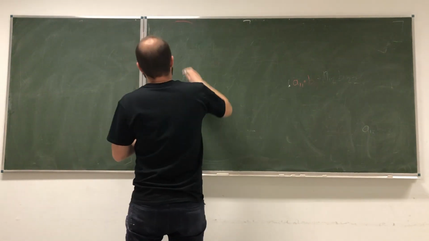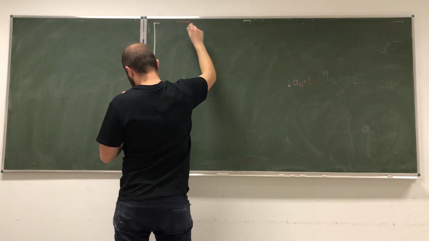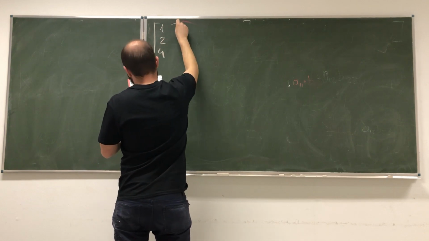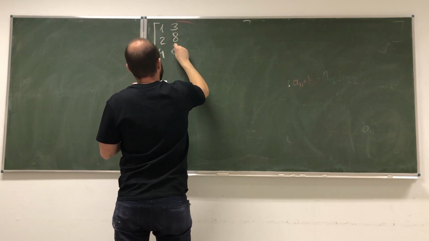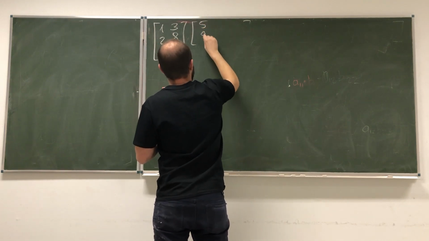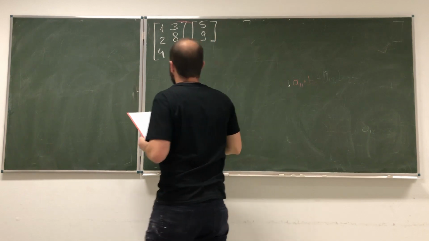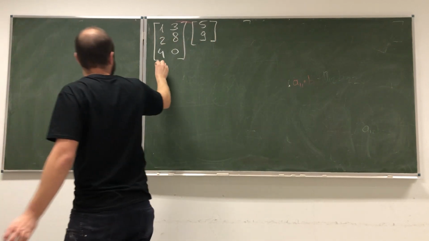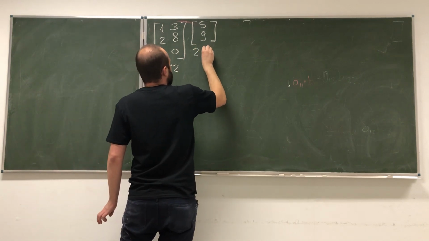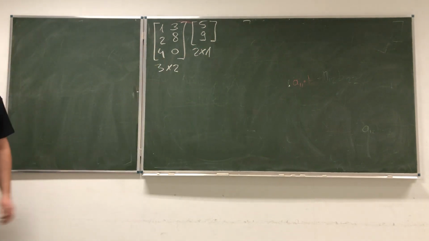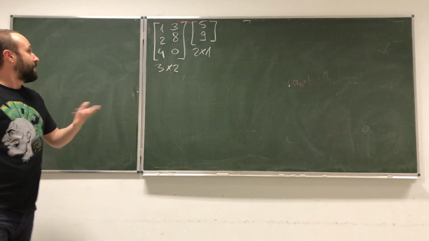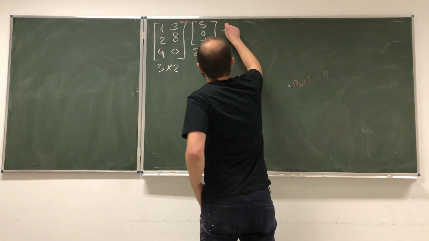So matrix A is 1, 2, 4, 3, 8, 0. And this matrix is 5, 9. So this matrix is 3 by 2. This matrix is 2 by 1. Can we multiply them? Of course. Those two dimensions are the same. Okay, and now how do we proceed?